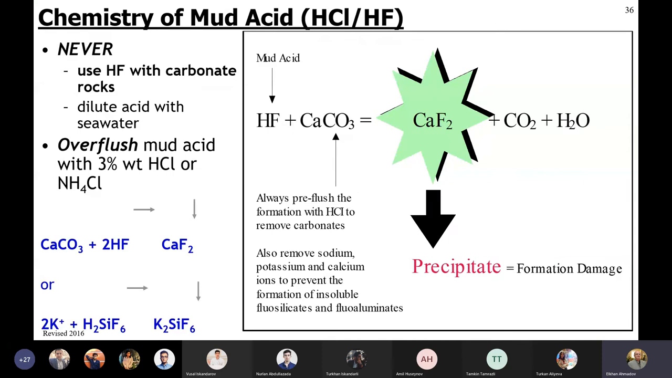The usage of HF is, well, not prohibited, but strongly not recommended. Never use HF with carbonates, because it will precipitate and create calcium fluoride, which will create formation damage. Therefore, if you suspect that there are carbonates in your sandstones, you have to pre-flush with HCl to dissolve those carbonates. So when you then inject the hydrofluoric acid, you don't have this material as a result of reaction.